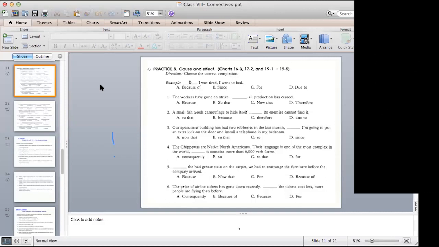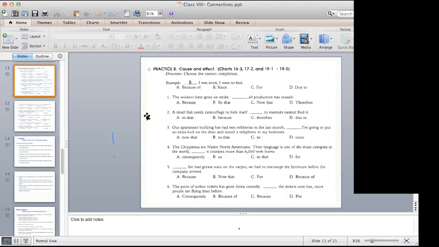Okay, so our apartment building has had 2 robberies in the last month. So, as a result, consequently, in consequence, in effect, thus, hence, and so on and so forth. Okay, so I'm going to put an extra lock on the door and install a telephone in my bedroom.